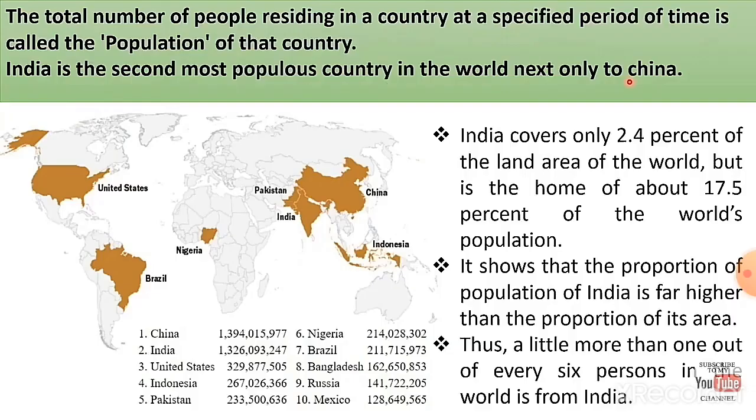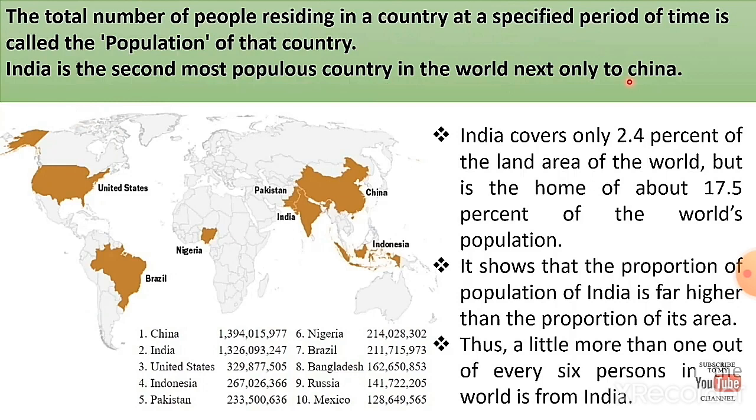Let's see what is population. The definition of population: the total number of people residing in a country at a specific period of time is called the population of that country. So population means the number of people present in that country.